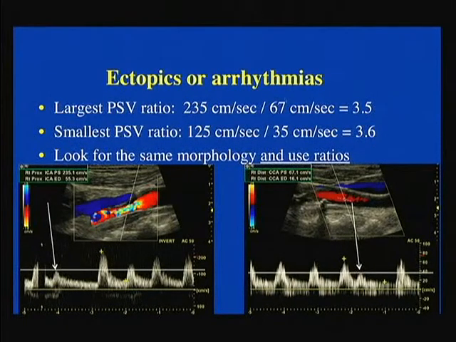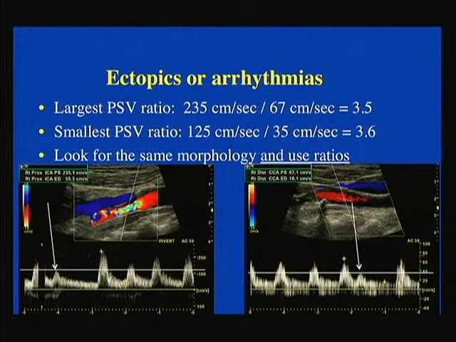So in this case, I would use velocity ratios, but I'd make sure to pick carefully. I wouldn't pick the highest one here and the smallest one here. I want to pick the same morphology if I'm going to do this. That's an important thing to take into consideration. So the biggest with the biggest.